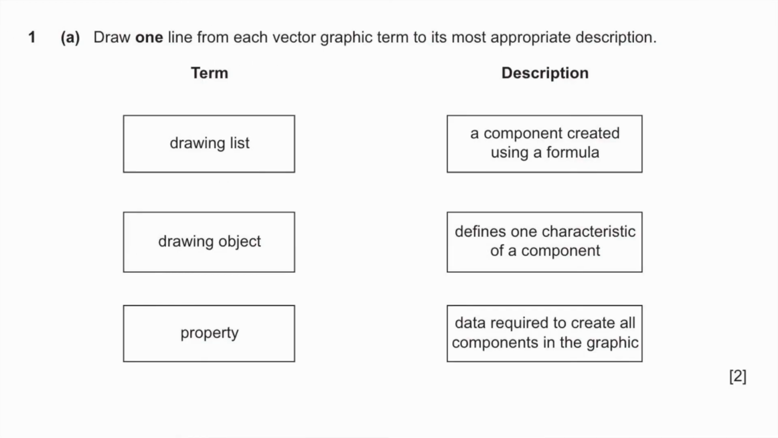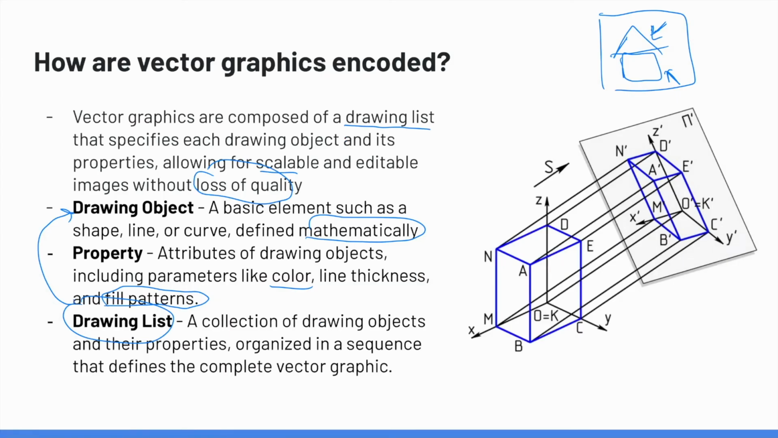So if you look at an A-level question right here, we have a drawing list, a drawing object and a property, and we need to match them to their correct definition. A component created using a formula is going to be our drawing object. A property defines one characteristic of a component, so that could be the color, the line thickness, whatever. And the drawing list is going to be the data required to create all components in the graphic. So they're using the term component for basically the shape that we talked about right here, like a square or a triangle.